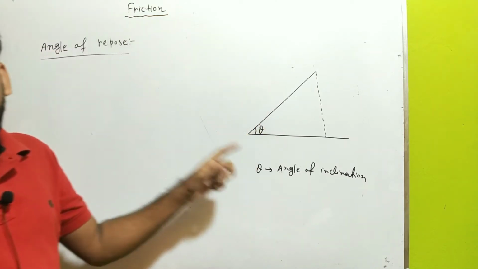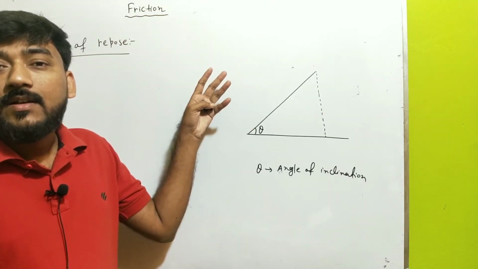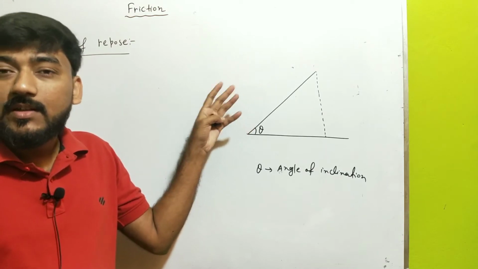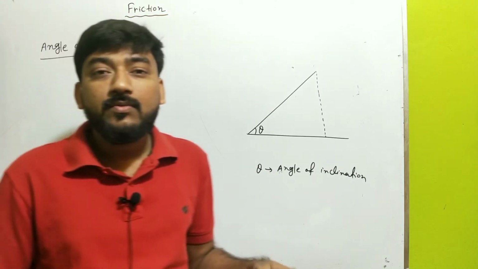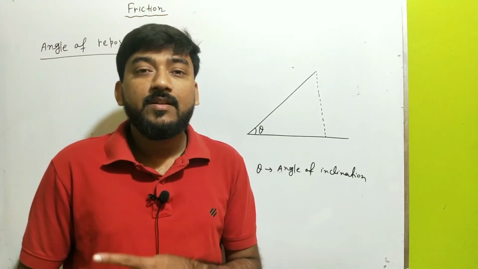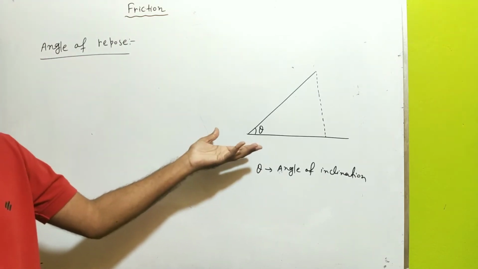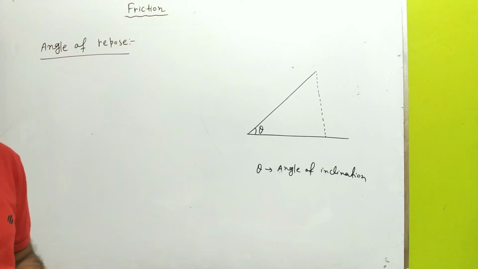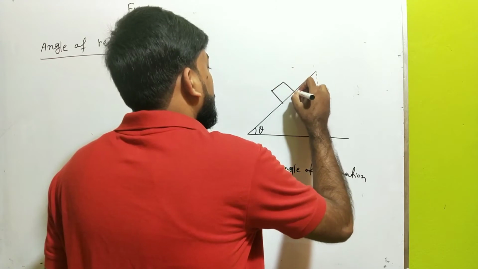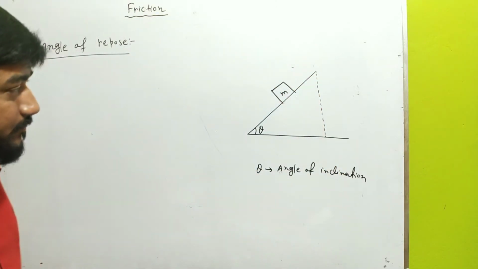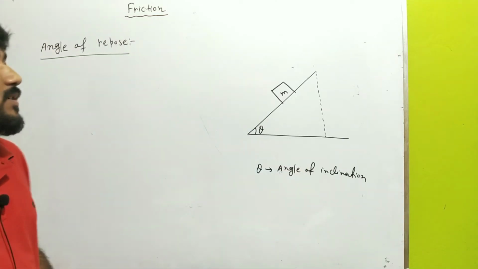Now let me take this as an inclined plane, and obviously now we will take this plane as a rough surface so that we can include frictional force. In the previous chapter, that is in Newton's laws, we always talked about smooth surfaces. But here we will talk about rough surfaces so that we can include friction. So now if we place an object of mass m here, what forces will be acting on this mass m?